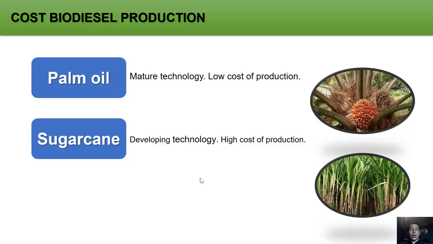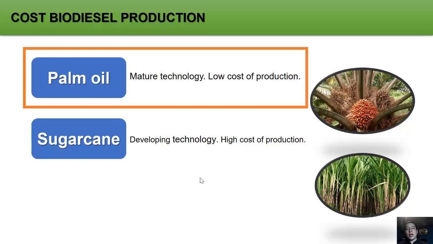At the beginning, we had two options for our project: palm oil and sugar cane. With research, we found that the technology to produce biodiesel from palm oil is a mature technology, therefore with a low cost of production. On the other hand, sugarcane is a developing technology with a high cost of production. So we selected palm oil for our project.